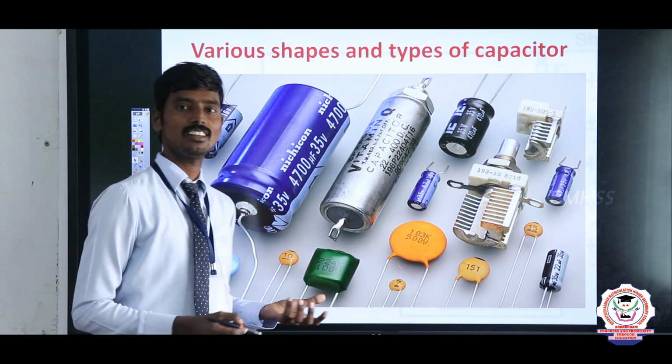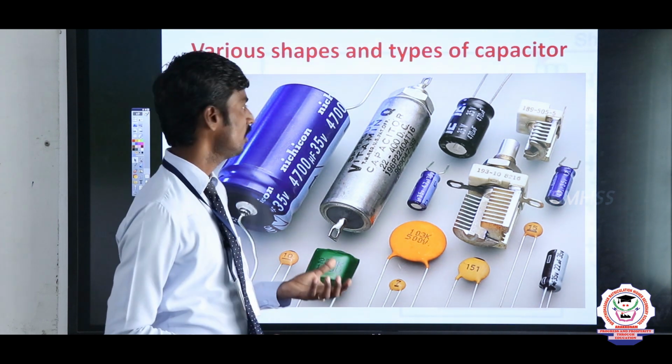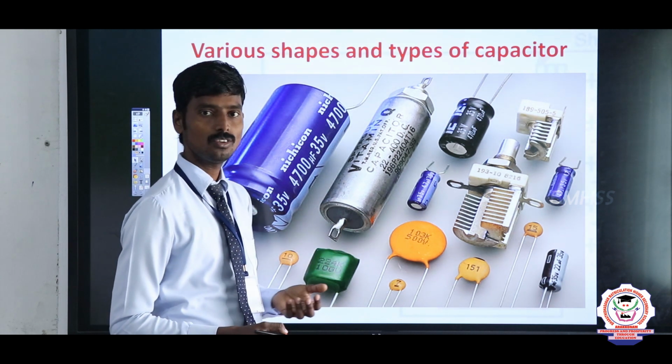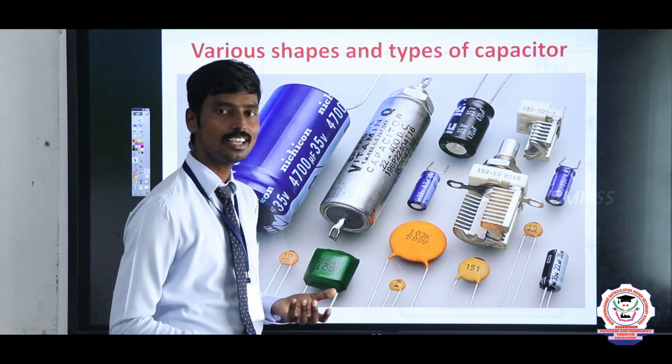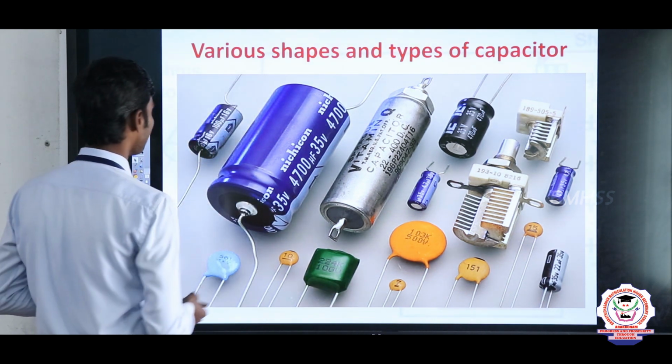various types of capacitor. Nowadays we are using various shapes and sizes of capacitor. The first one is the cylindrical type and the other one is the disc type. Okay, these are the types of capacitor: cylindrical type, disc type. Nowadays we are using these types of capacitor only.